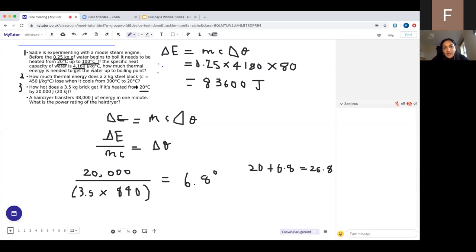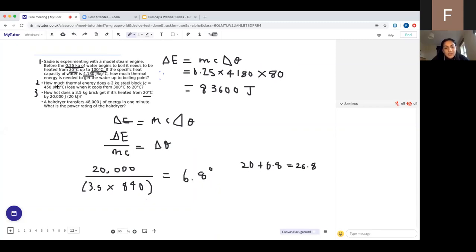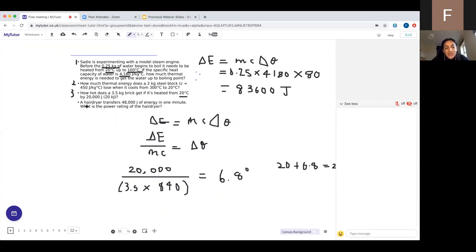Okay, and then we'll finally do this last one before we go on to your guys' questions. So a hairdryer transfers 48,000 joules of energy in 1 minute. What is the power rating of the hairdryer? Well, remember, power equals E over T, where E has been given, which is 48,000, and T has also been given, which is 1 minute. We never work in minutes, we always work in seconds, so minutes changes to seconds. 1 minute is 60 seconds.